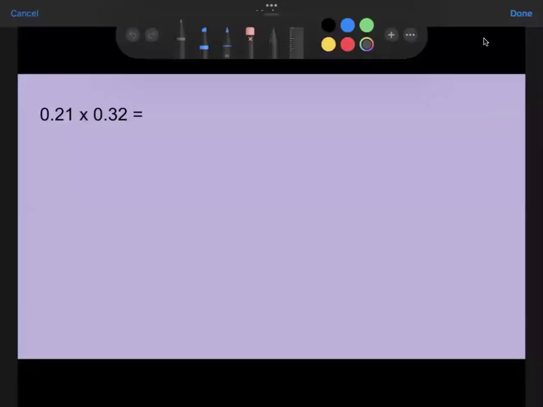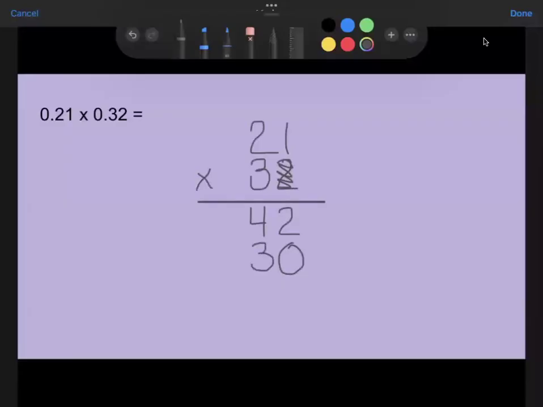Okay, here's our next example. We're going to multiply 0.21 times 0.32. Again, the first step is to ignore the decimals and multiply. So I'm going to rewrite 0.21 as just 21 and 0.32 as just 32. 1 times 2 is 2. 2 times 2 is 4. So there's the first row. I'm going to add a 0 and cross this off. 1 times 3 is 3, and 2 times 3 is 6. Let me add those up. That's 2 here, 7 here, and 6 here.